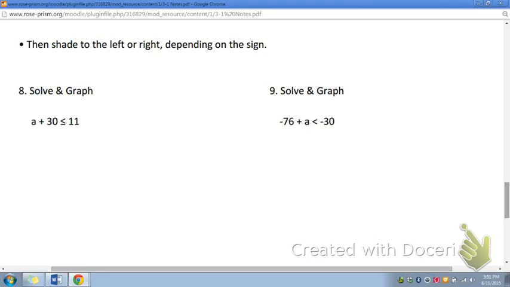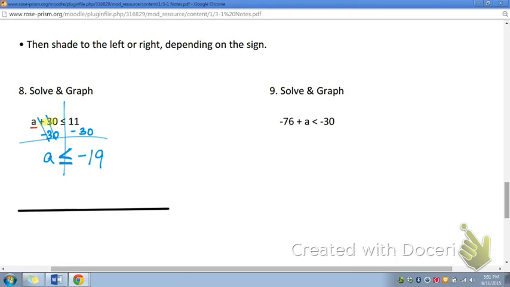In number 8, again, I asked myself, what's happening to my variable? There's my variable. What's happening to it? I'm adding 30. So I'm going to do the opposite of adding 30, which would be subtracting 30. And the positive 30 and the negative 30 cancel. I'm left with A is less than or equal to. That's what that sign is, less than or equal to. And then 11 minus 30 is negative 19, and I'm going to graph it.